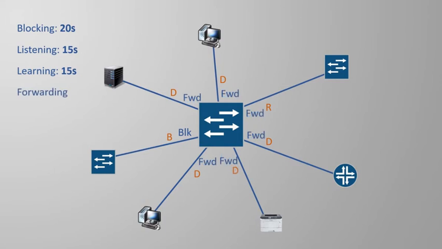Finally, the port transitions to the forwarding state, and regular data can now flow. The port will remain in this state until some topology change requires it to go through the process again.